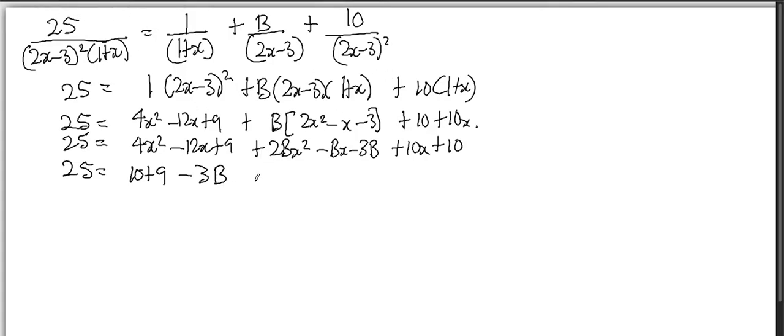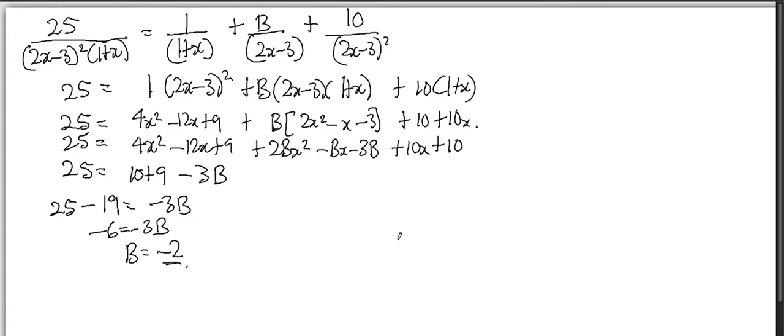Okay, 25 is a standalone number. There's no coefficient, or there's no x or x squared to that. So you just have 25, and I'm going to compare with another standalone. So this should be 25 minus 19, which is negative 3b. So 25 minus 19, which is minus 6, equals negative 3b. So b equals minus 2.